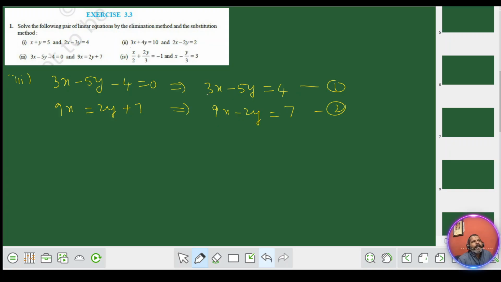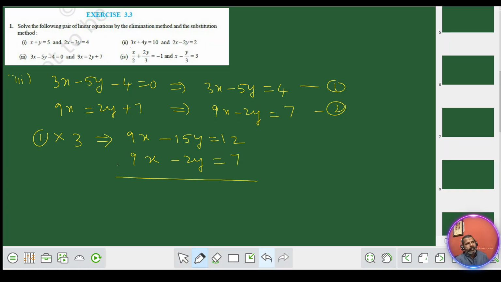In the first equation, we can make 9x by multiplying by 3. So first equation into 3: 3 threes are 9x, 3 fives are 15y, equals 4. Sorry, we have to multiply the constant as well, so 3 fours are 12. Then the second equation, write as is: 9x minus 2y equals 7.